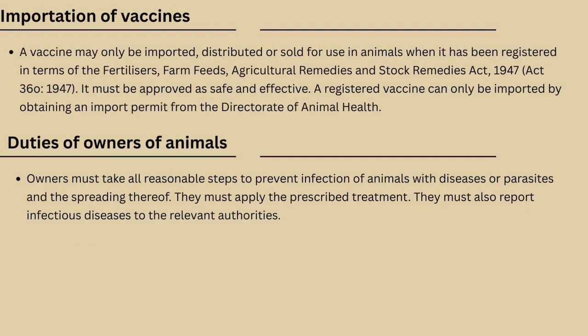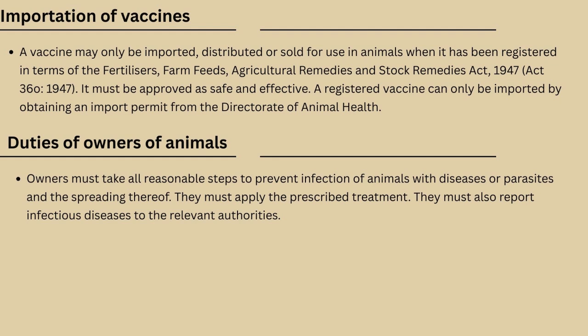Importation of vaccines. A vaccine may only be imported, distributed or sold for use in animals when it has been registered in terms of the Fertilizers, Farm Feeds, Agricultural Remedies and Stock Remedies Act, Act 36 of 1947. It must be approved as safe and effective. A registered vaccine can only be imported by obtaining an import permit from the Directorate of Animal Health.